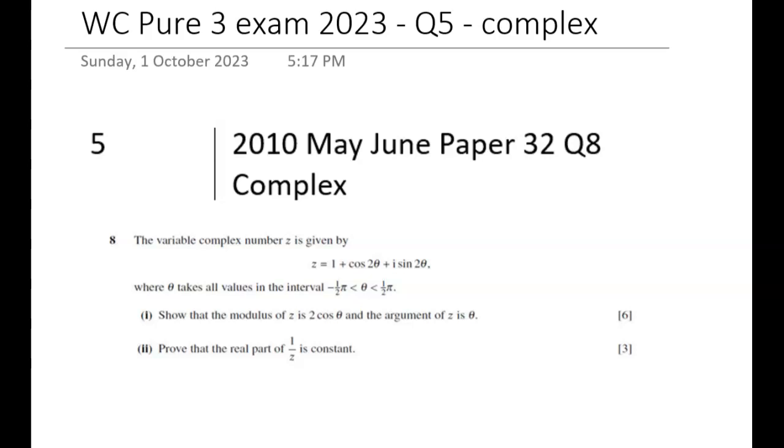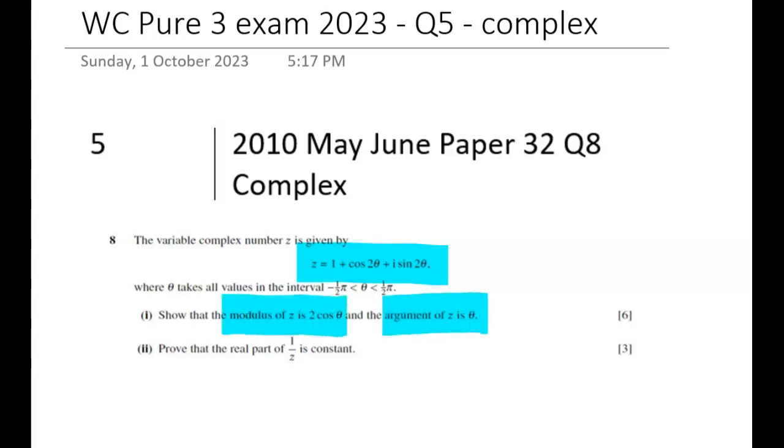Kia ora koutou, this is question 5 from this year's school exam, and this is a complex numbers problem. We had to take this complex number, so z is equal to that, and show that the modulus of z is 2 cos theta and the argument is theta. Then for the second part, we had to prove that the real part of 1 over z is constant.